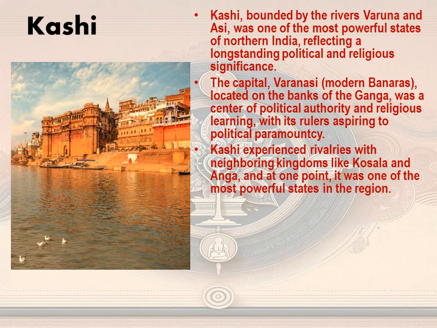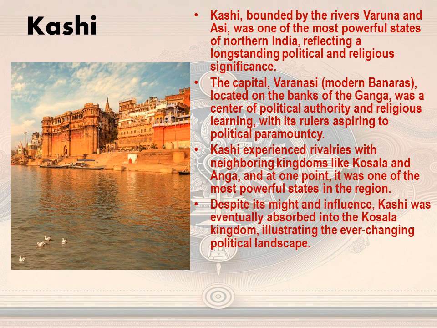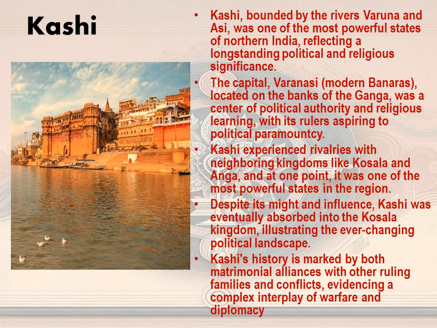At one point, it was one of the most important and powerful states in the region. So Kashi was a very important state and it had fought wars with other Mahajanapadas like Kosala and Anga. Despite its might and influence, Kashi was eventually absorbed into the Kosala kingdom, illustrating the ever-changing political landscape. So at one point of time, Kashi lost its power and was absorbed into the kingdom of Kosala.